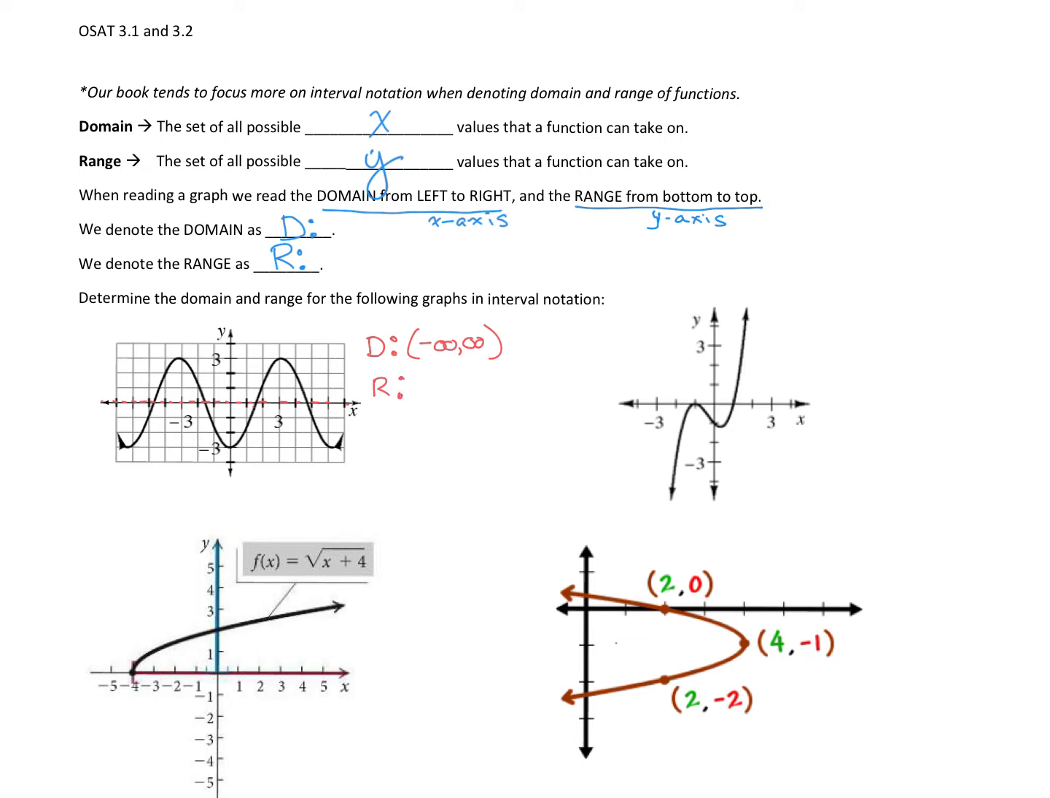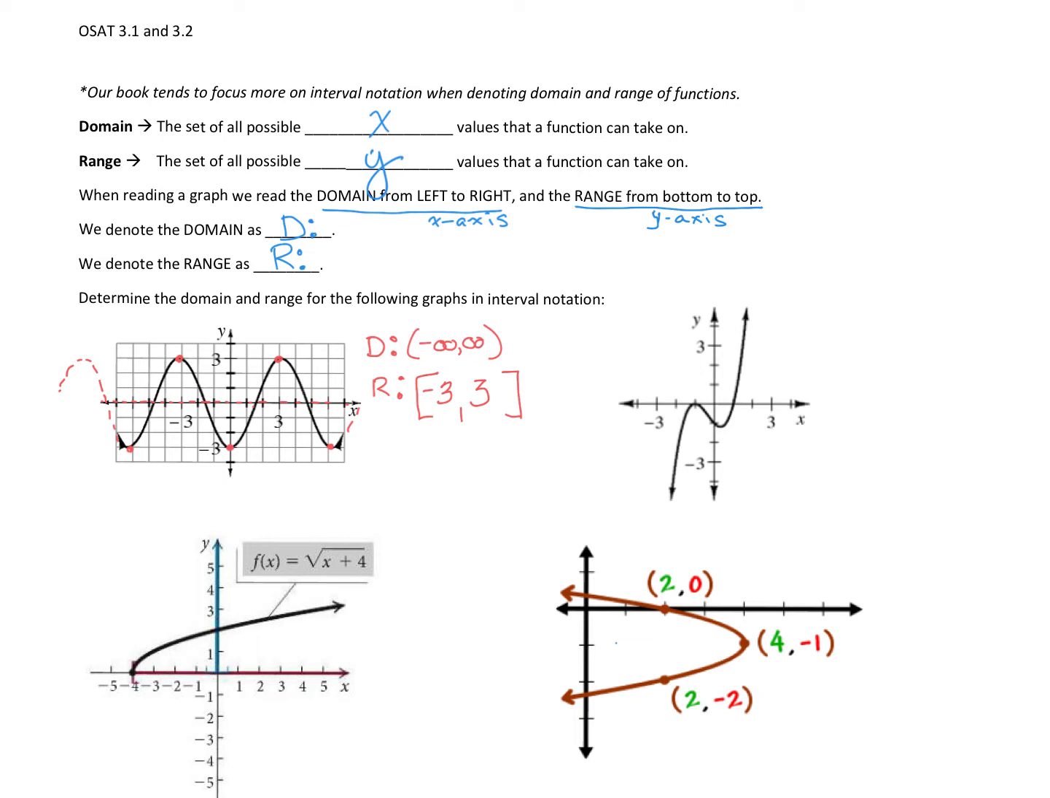For our range, though, we notice that the smallest y value that we seem to be getting here is -3, and that we really max out here at +3. We don't appear to be getting any bigger. So we're going to use brackets because we're going to include our endpoints, and our range for this function is going to be from -3 to 3. And of course, we're assuming that this is just repeating in its same fashion.